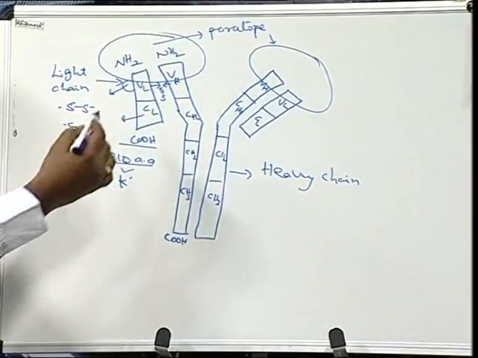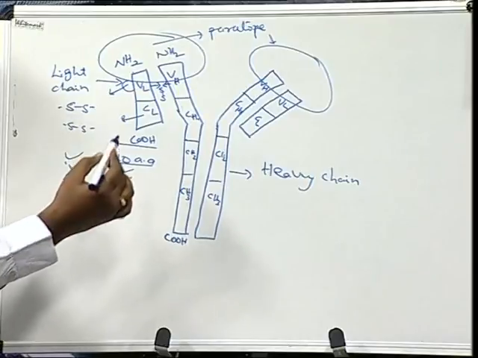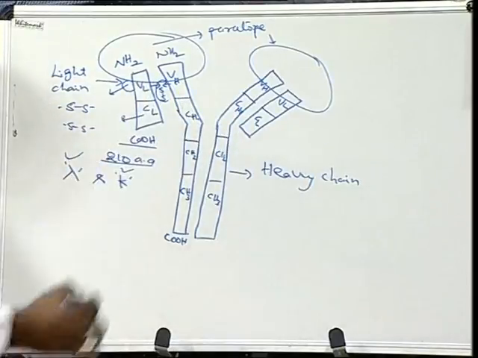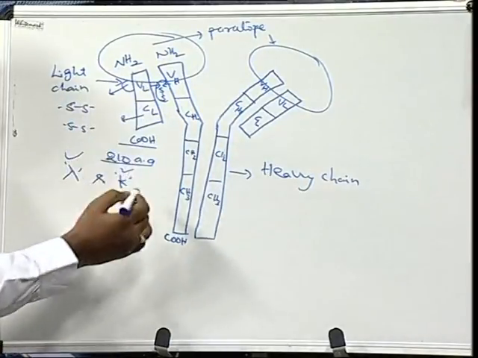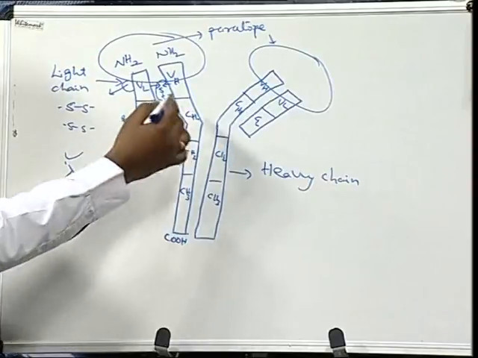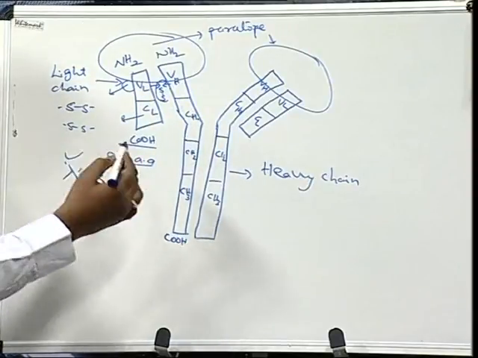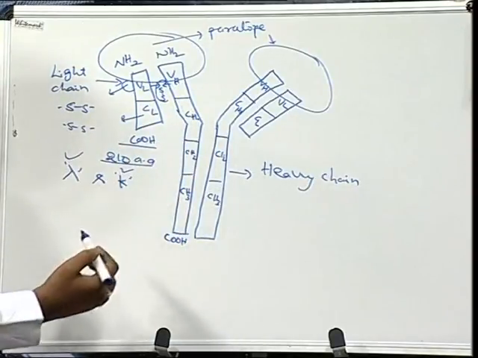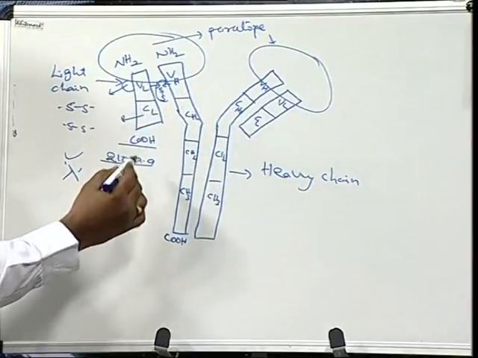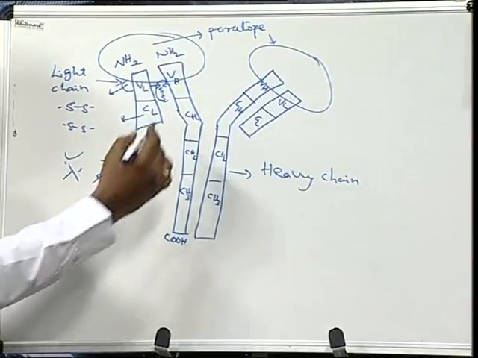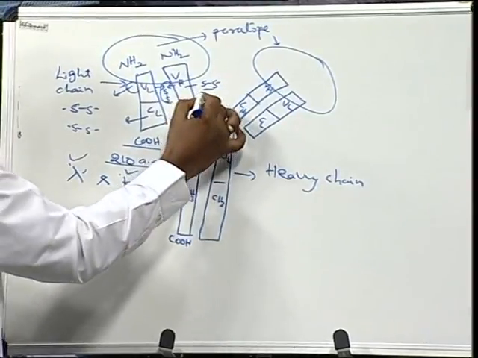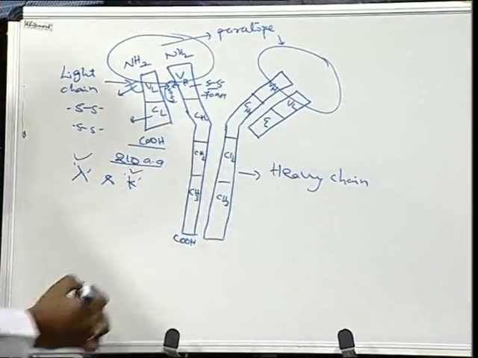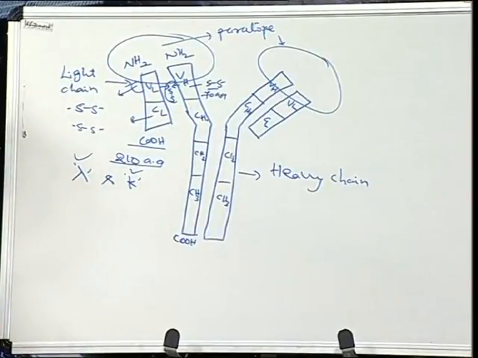Because of the formation of the interdisulfide bonds, it joins to the heavy chain. Next one is the heavy chain. In the heavy chain, the variable domain is there, followed by the constant regions like CH1, CH2, CH3. Here also, in each domain you will find one intradisulfide bond. This intradisulfide bond occupies 70 amino acids.